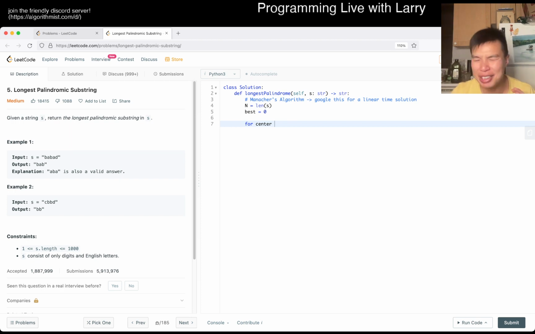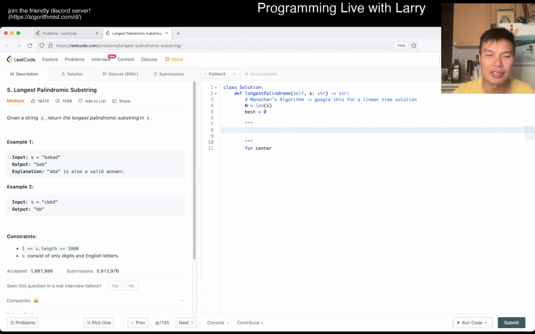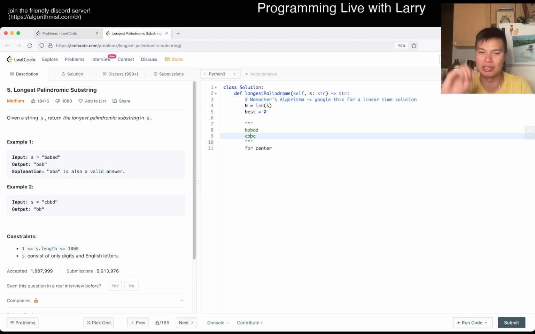Sorry, if you were not thinking about Manacher's algorithm and you're here just for the basics, then I will go over that right now. There's two types of palindromes. There's an odd one, like this is 5 characters, so the middle is the center. And then there's an even one, where the middle is in between characters. So that's basically the idea, and you could just brute force both.